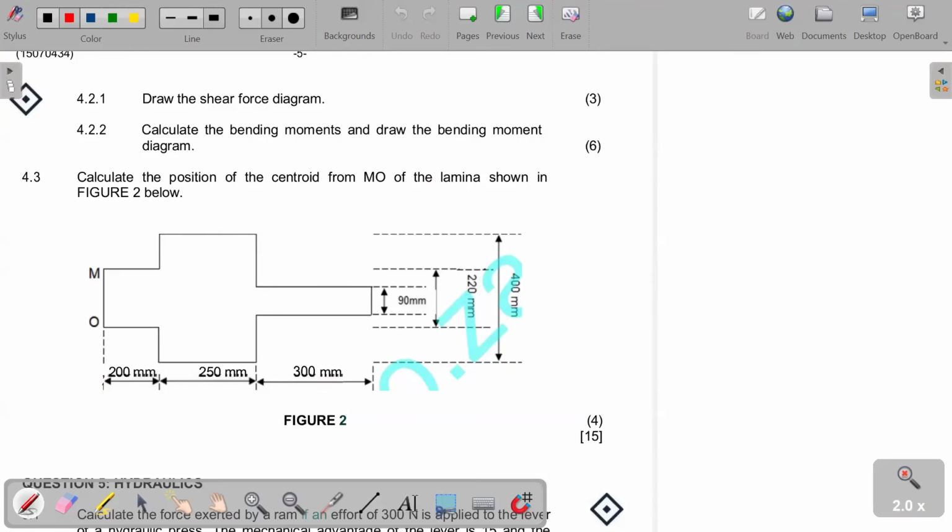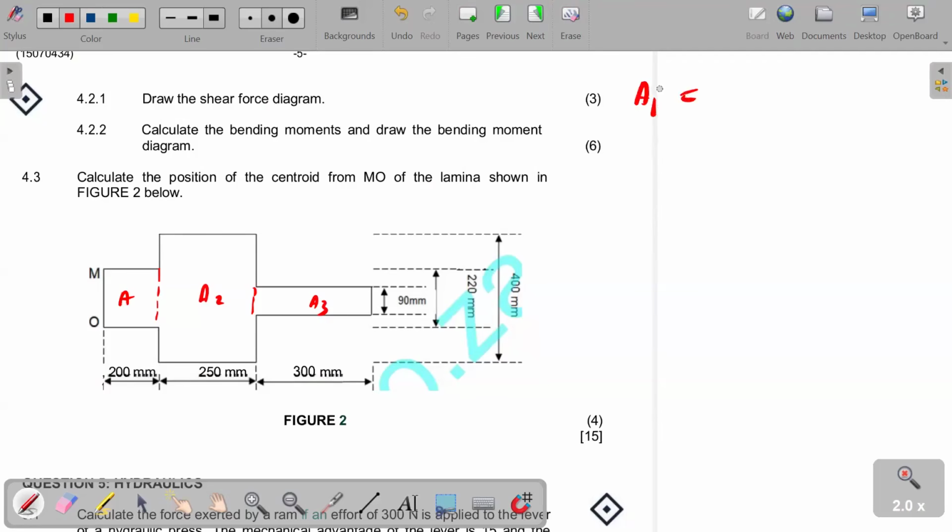4.3 is saying calculate the position of the centroid from MO of the lamina shown in figure 2 below. Okay, so first things first, we may want to calculate the area A. So this is A1, this is A2, this is A3. These are the ones we have. So we want to calculate. Let us start with A1 first.